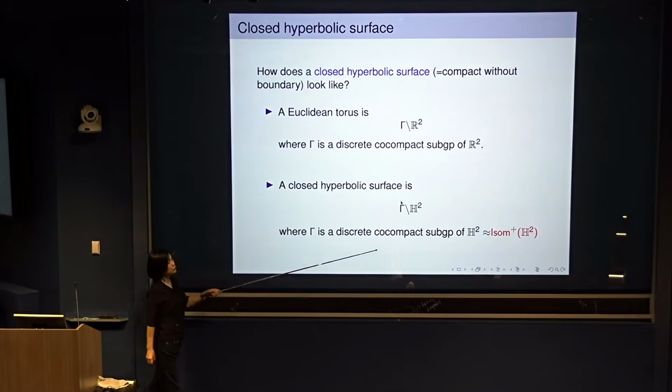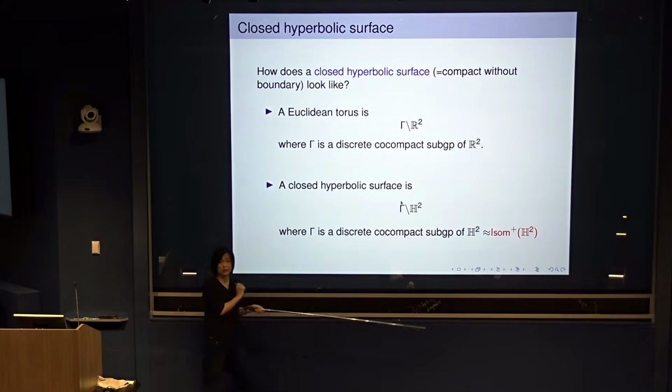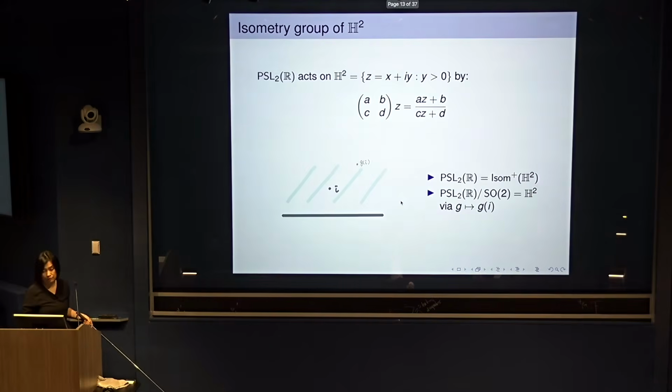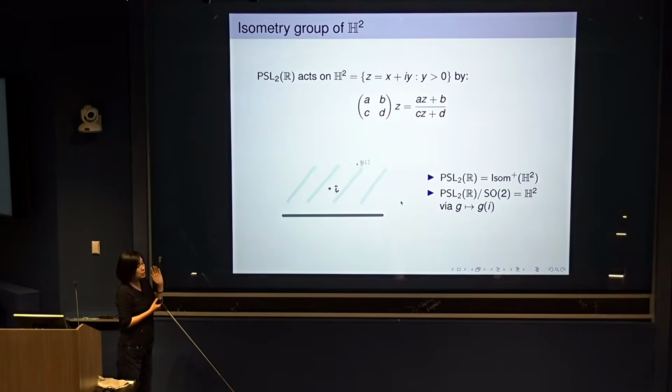However, H2 is actually very, very close to being a group. So we'll see H2 is almost the same as its isometry group. Then this sentence will make sense. Okay? So what is now the isometry group of H2? The isometry group of H2, this hyperbolic plane, is this very familiar group PSL2R: 2 by 2 matrices with real coefficients of determinant 1, quotient by plus minus 1.